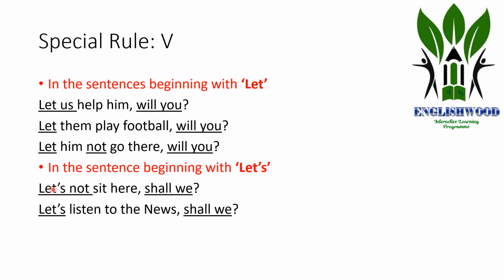So let us is also let's, but when we say let's it means we are talking together. This sentence talks about together. Let's not sit here, shall we? So it comes with the we. Because we are together, let's listen to the news means let we listen to the news together, shall we? So in this way, with the let's structure, shall we, and let us, let them, will you. So these are the 5 special rules I discussed in part 1.